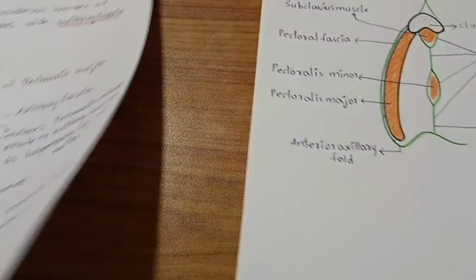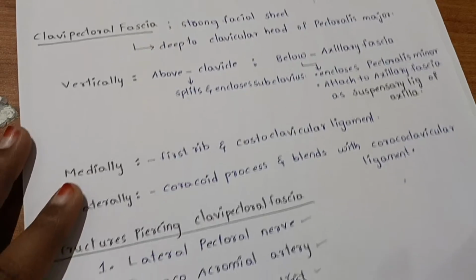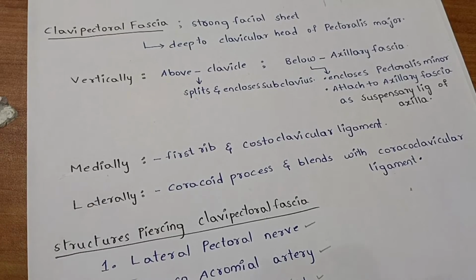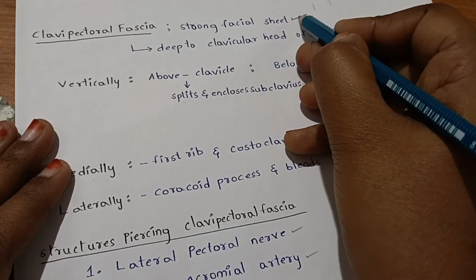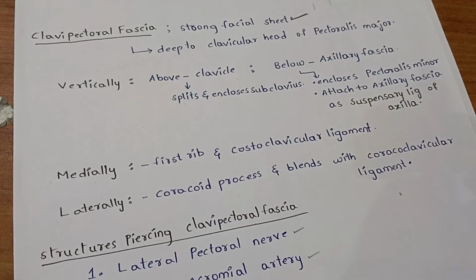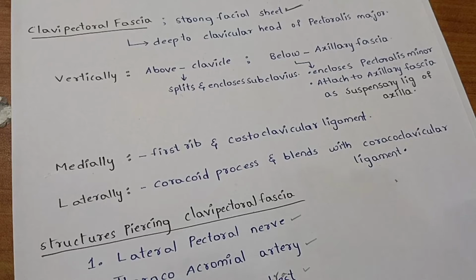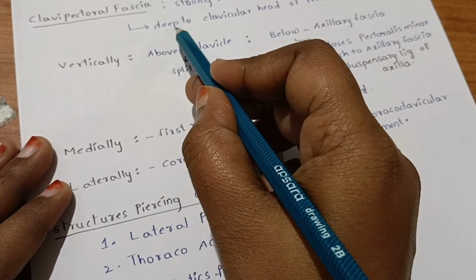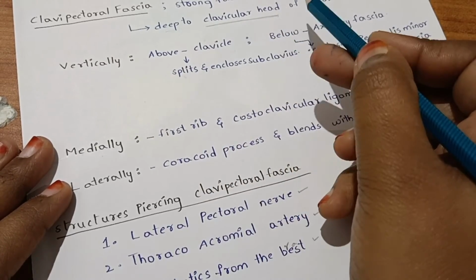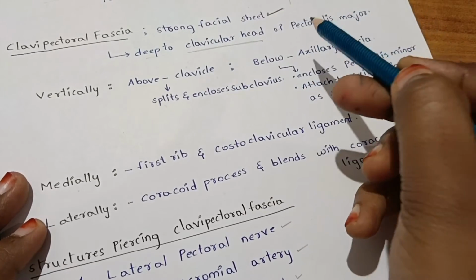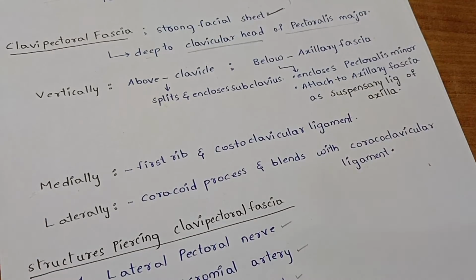Now let's see the clavipectoral fascia. It is extended from the clavicle to the pectoral region. It is a very strong fascial sheet. It is present deep to the clavicular head of pectoralis major. How many heads are there for pectoralis major? Let me know in the comment. So, it is present deep to the clavicular head, which was said in the last class.